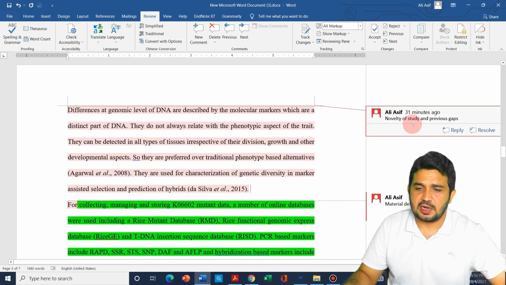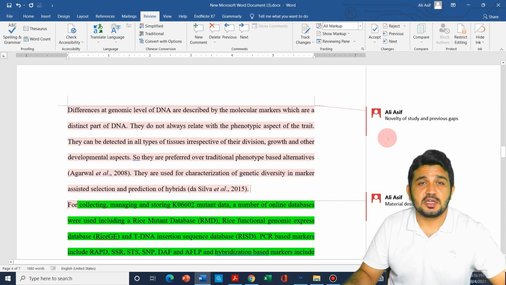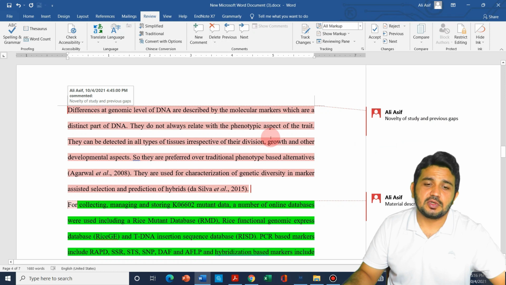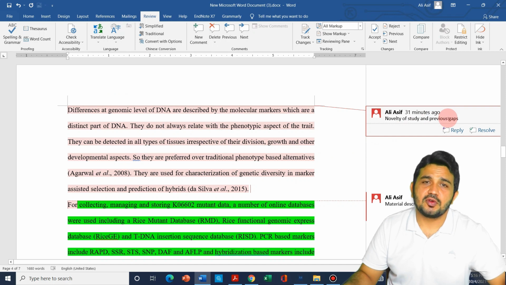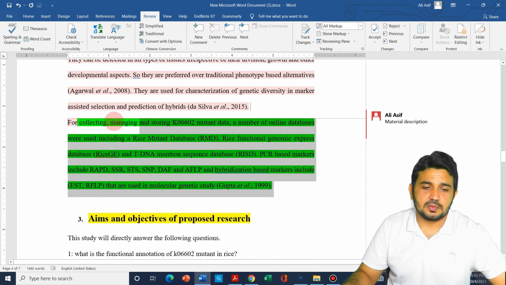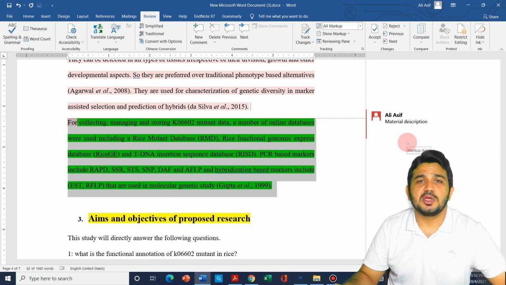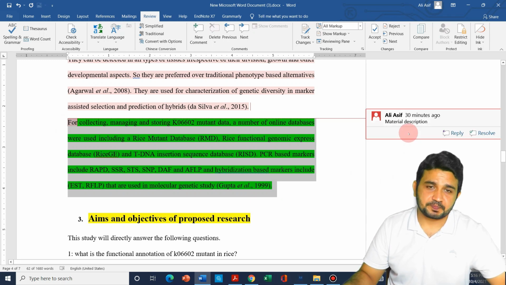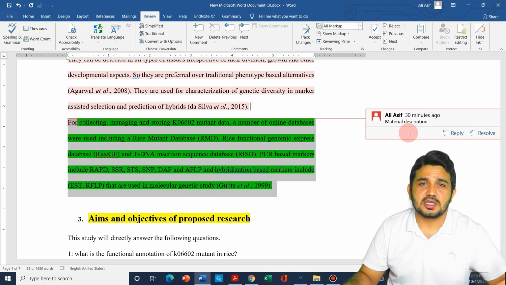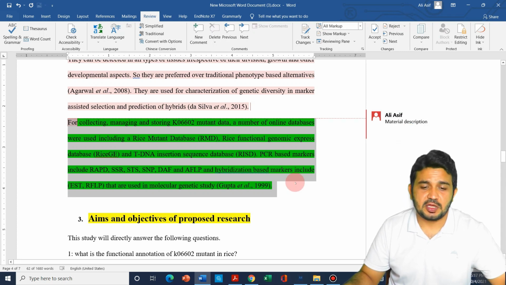And in the second last paragraph, we can see that I have given the novelty of this study, how this study would be useful, how your work would be useful for science, and how your study can meet the previous gaps in studies. And the last paragraph is related to your material description. I mean your research material, like in this study it would be a mutant, how your material is different from others, how you develop your material. Like in this study we will be developing our material through a tDNA insertion mutant, so you can give detail.